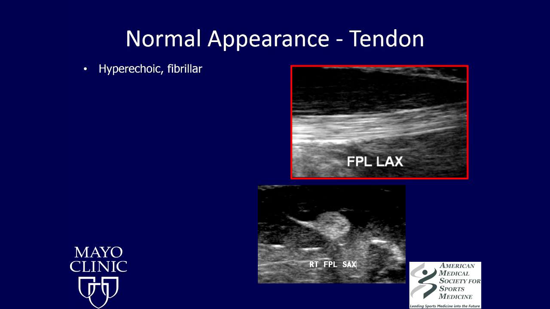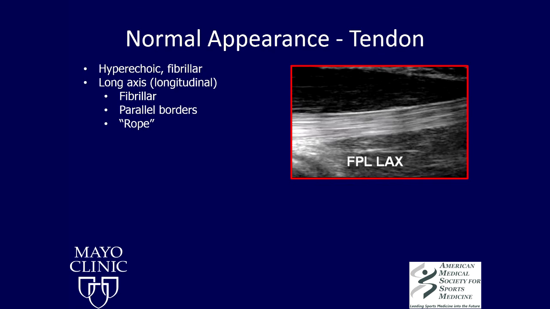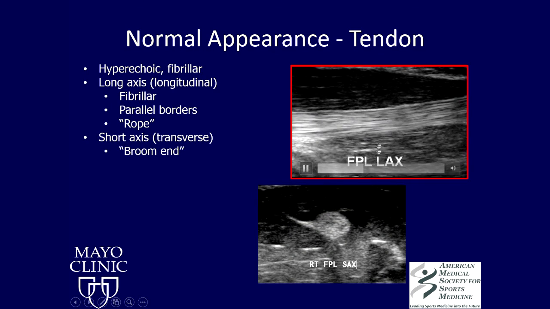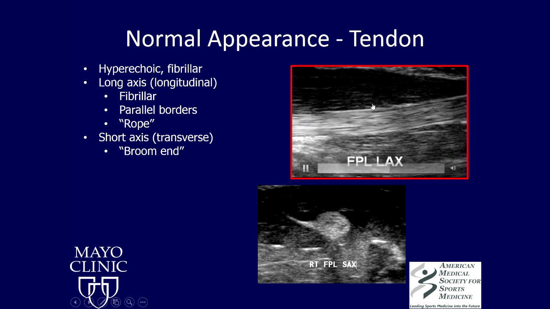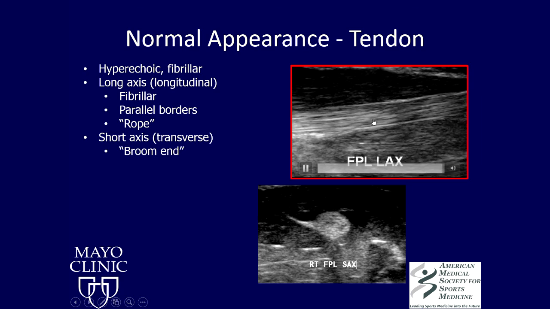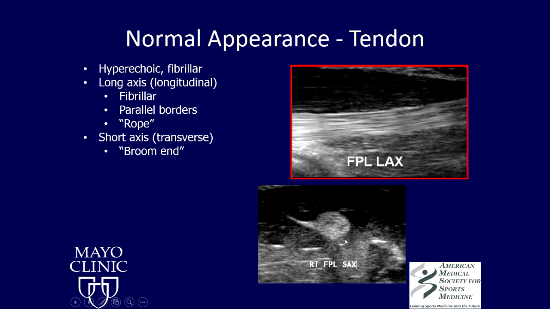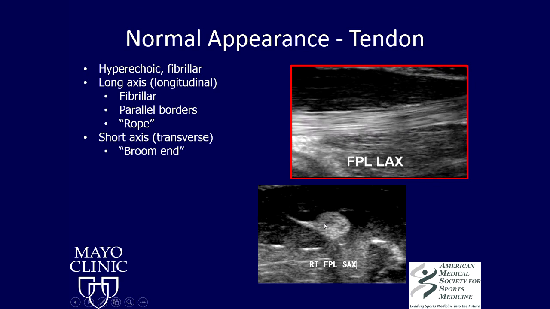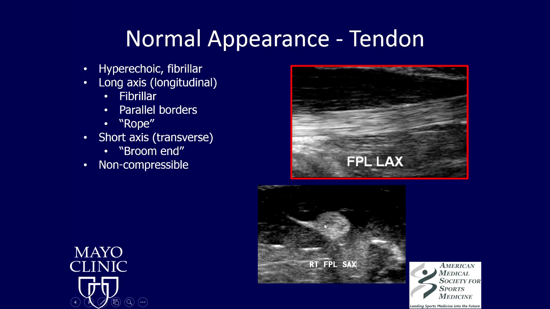Tendon is hyperechoic and fibrillar, and in the long axis it is sort of rope-like. So this is the flexor pollicis longus with muscle on either side, and you can see that tight, packed, fibrillar appearance of the tendon. In the short axis, it has a broom end appearance. Again, it's hyperechoic and fibrillar.